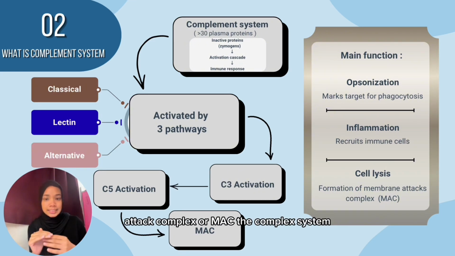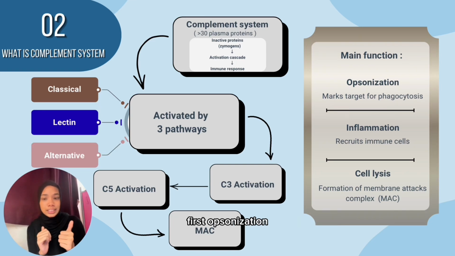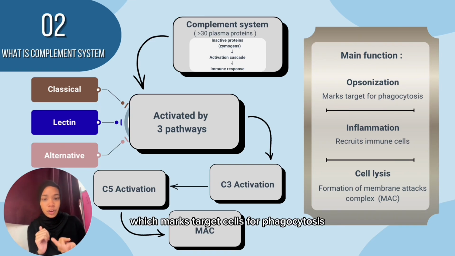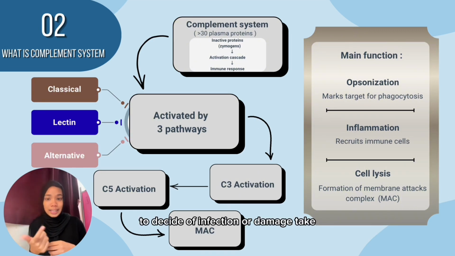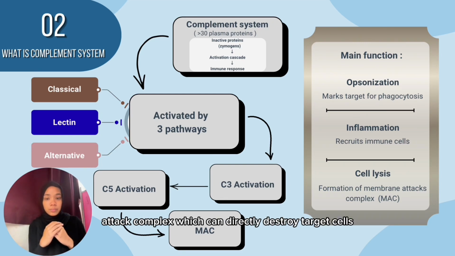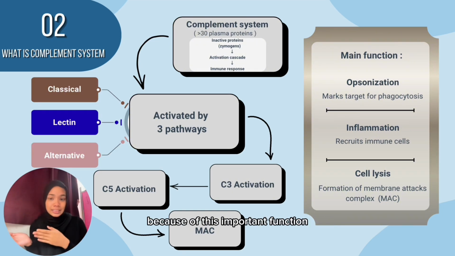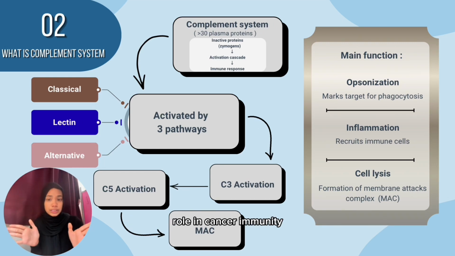The complement system protects the body through three main functions. First, opsonization, which marks target cells for phagocytosis. Second, inflammation, which recruits immune cells to the site of infection or damage. Third, cell lysis through the formation of the membrane attack complex, which can directly destroy target cells. Because of this important function, the complement system plays a significant role in cancer immunity.